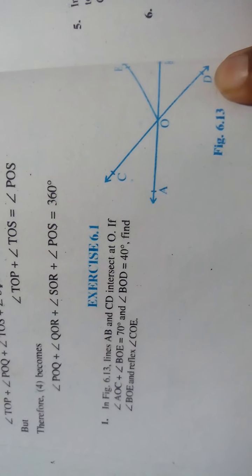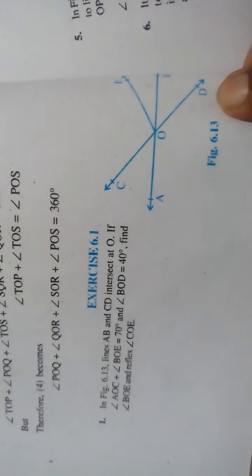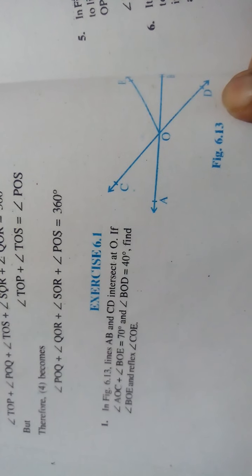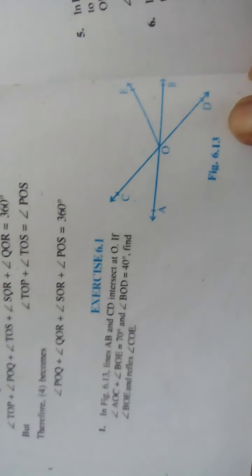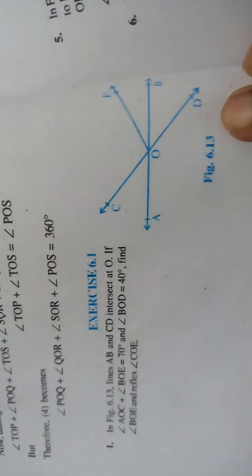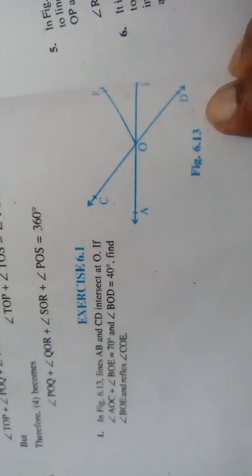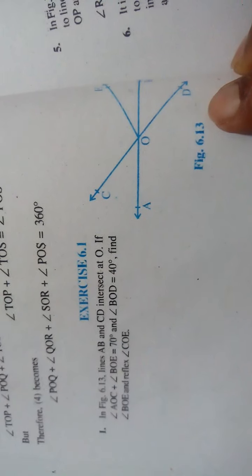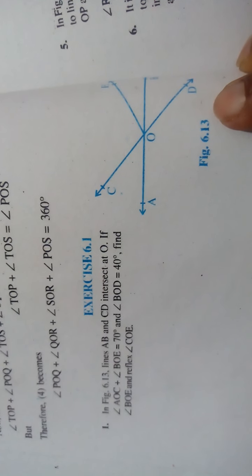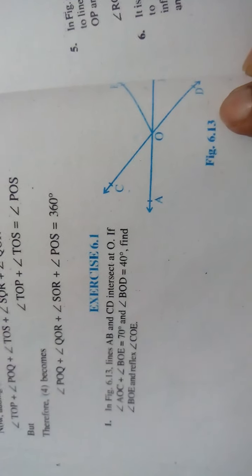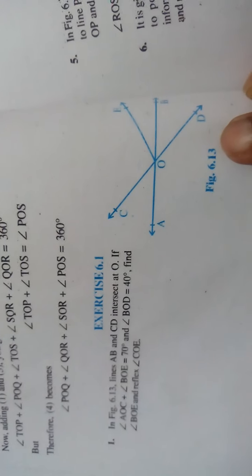Exercise 6.1. Question number 1 is given. In the figure, lines AB and CD intersect at O. Angle AOC plus angle BOE is equal to 70 degrees, and angle BOD is equal to 40 degrees. Find angle BOE and reflex angle COE.